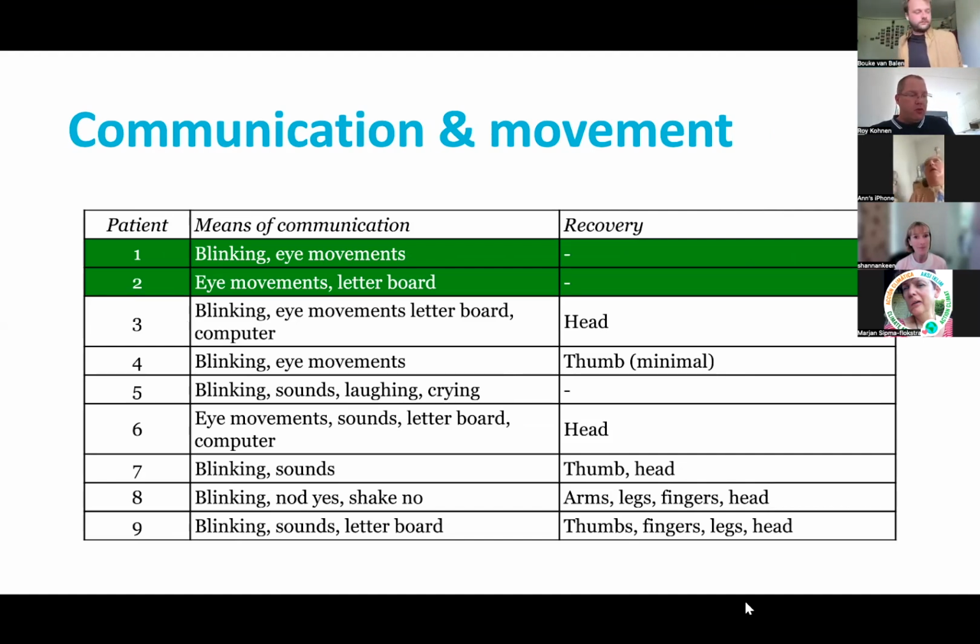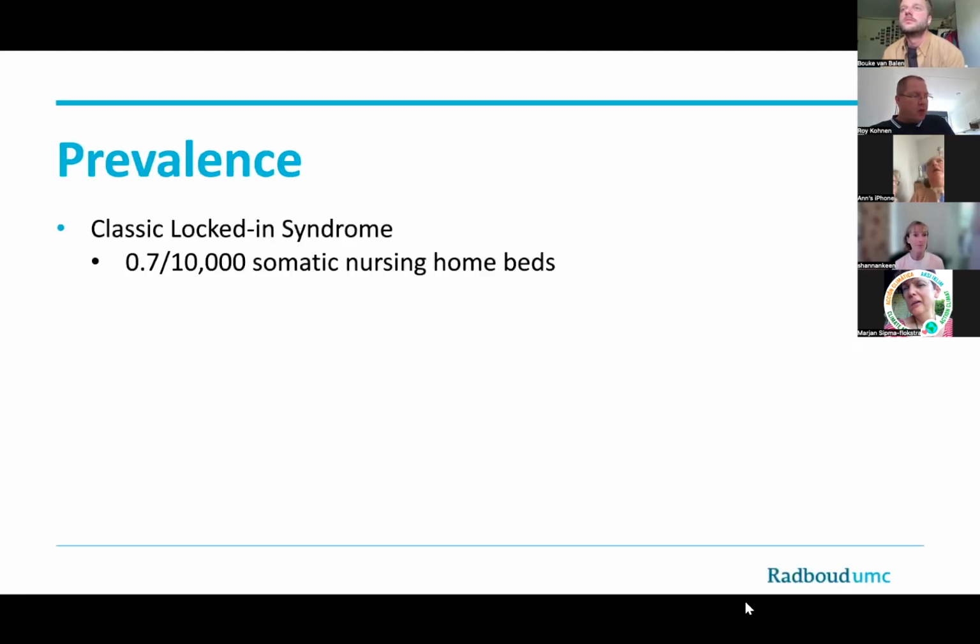Patient 2 used a letterboard for communication on which letters are listed, and through vertical eye movements or blinking, she indicated a particular letter. We found 2 patients with classic LiS, and the total number of the somatic nursing home beds was approximately 30,000, which leads to this very low prevalence.